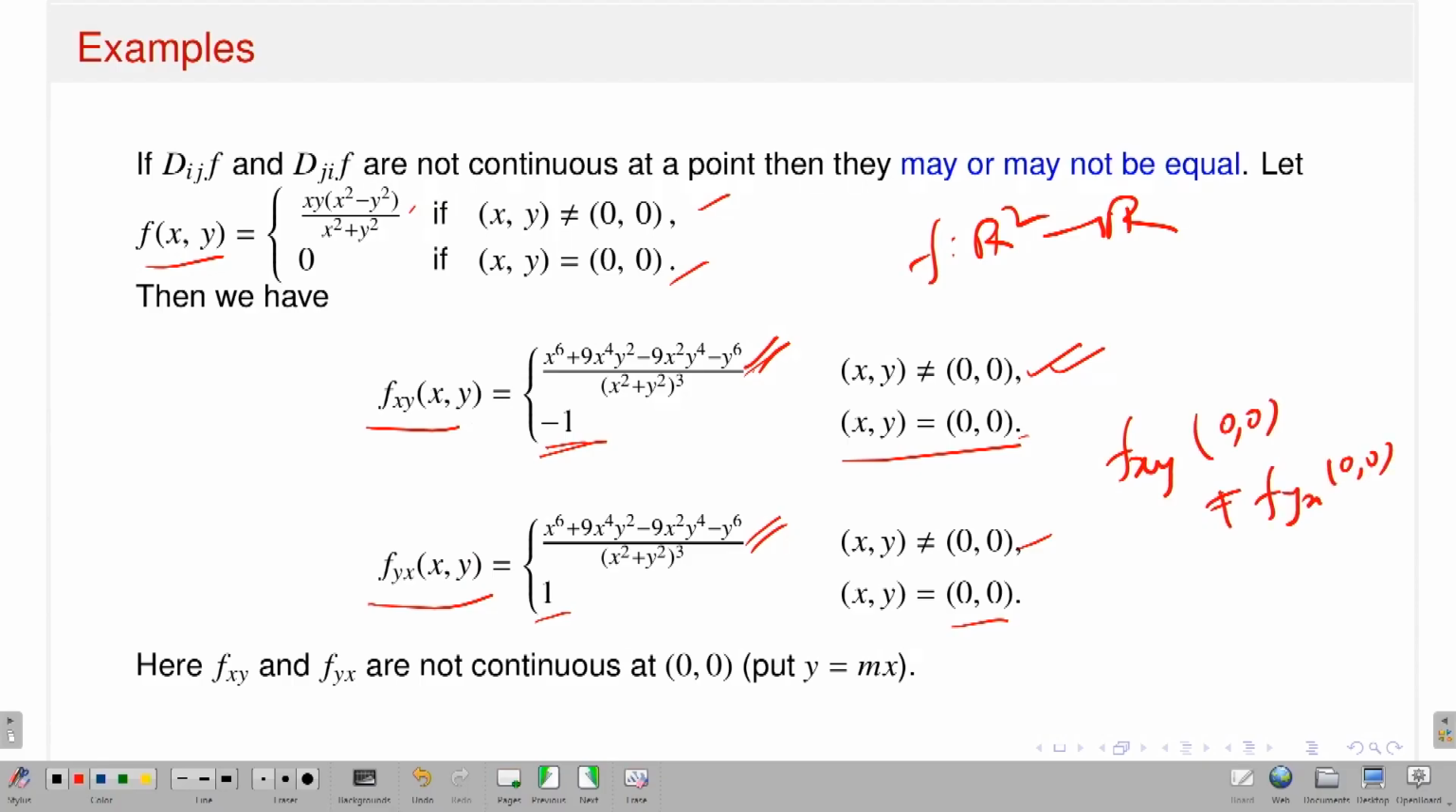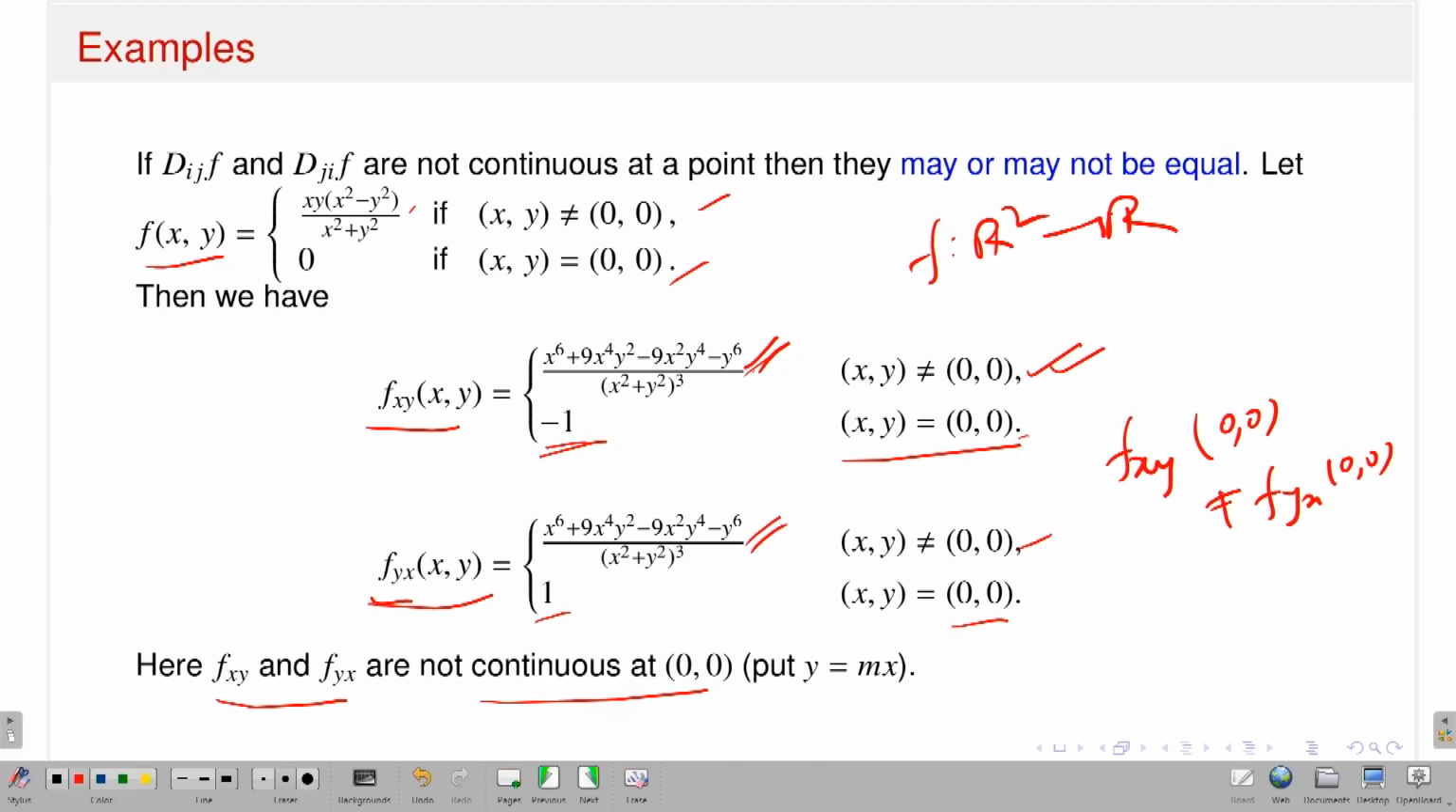However, the mixed partial derivatives f_xy and f_yx exist at each point in R². So therefore, I can talk about the continuity at the point (0,0). Now look at the expressions of f_xy and f_yx. You see this is not continuous. I have written here that f_xy and f_yx are not continuous at (0,0).